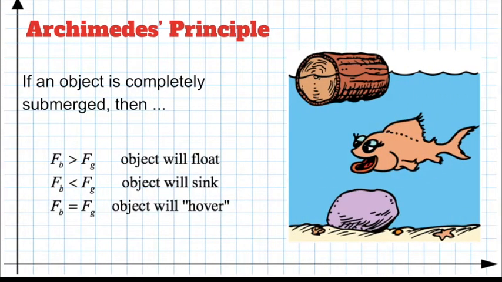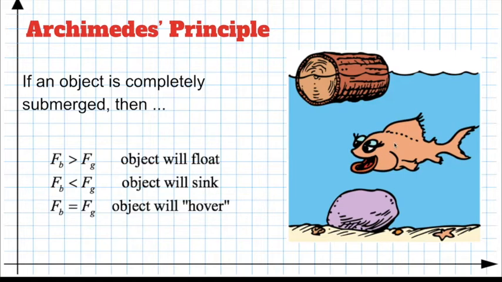So if an object is completely submerged, like for example one of these 3 things, but think about that log underwater. If the buoyant force is bigger than the gravitational force, the object will float. So if you take this log and you submerge it underwater, the force going upwards is bigger than the force going downwards. The log will pop to the surface because the force upwards is greater than the force downwards. In the case of the rock, although there is a buoyant force, it's not as big as the force of gravity, and so the downwards force wins and the object will sink.